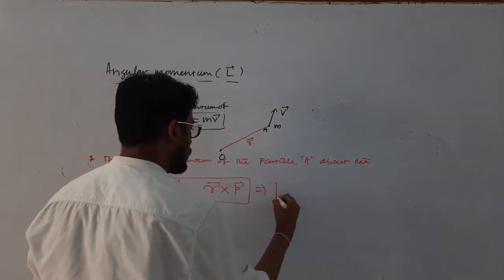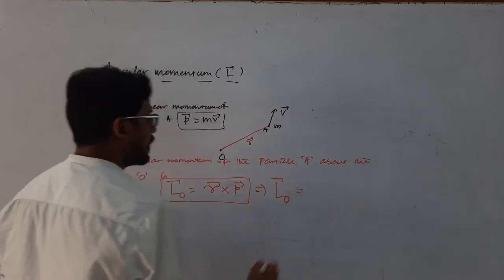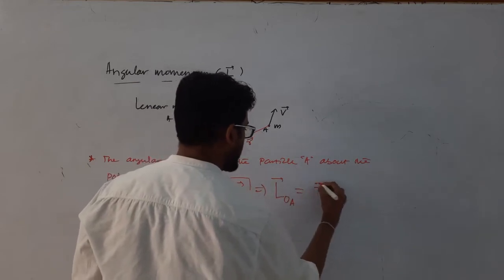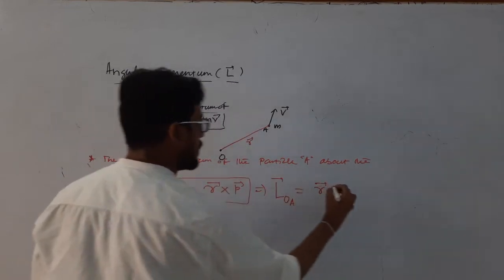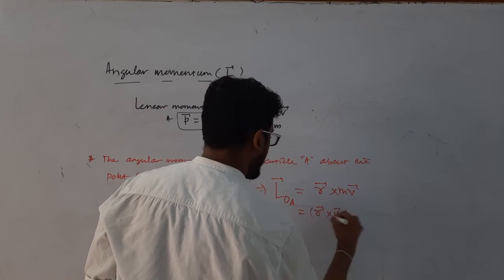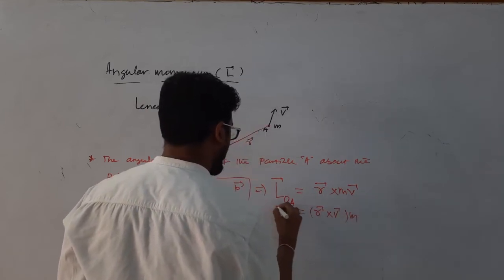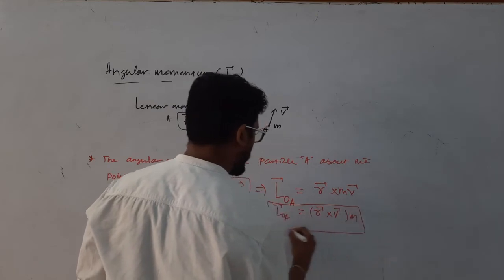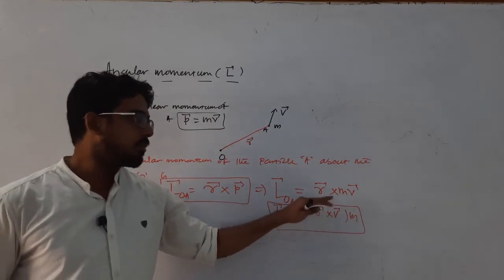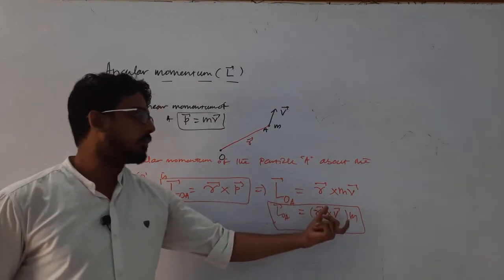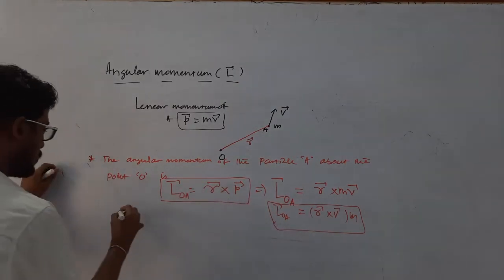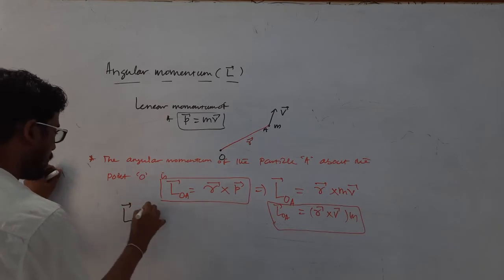Or this can also be written as the angular momentum of the particle about O, let it be L_O of A, is defined as r cross p. This can be written as r vector cross, in place of p I can add m into v vector. So this can also be written as r cross v vector into m. So the angular momentum of a particle about a point is defined as the cross product of the position vector of the particle with respect to that point and the linear velocity of the particle, which is multiplied with the mass of the particle. Clear?